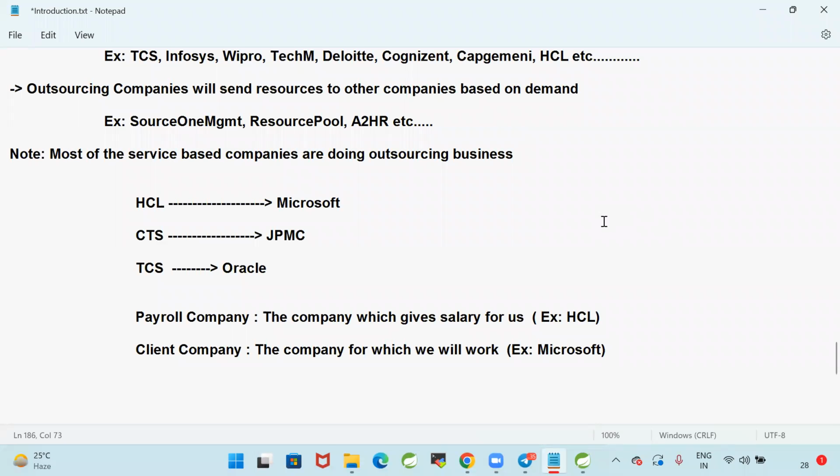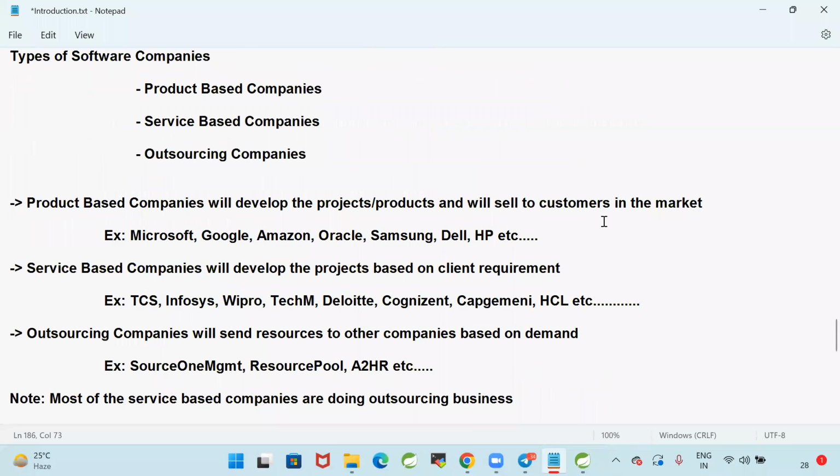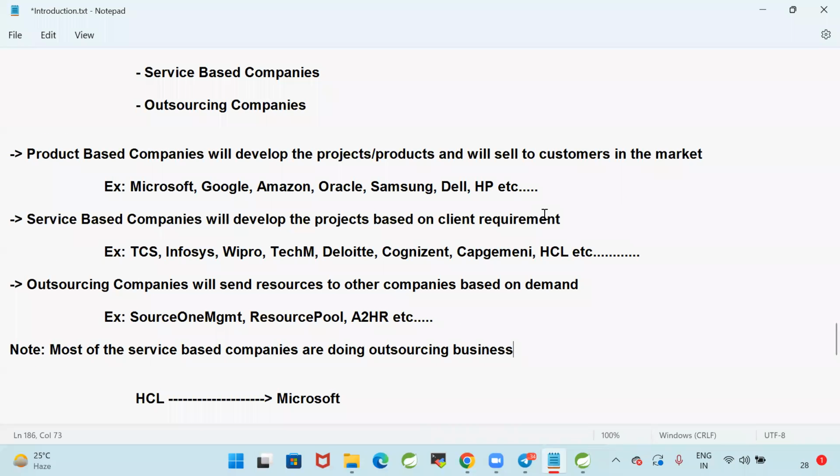Able to understand? What are product-based companies? What are service-based companies? What is an outsourcing company? Is this clear for everyone? Shall I move on to the next topic?